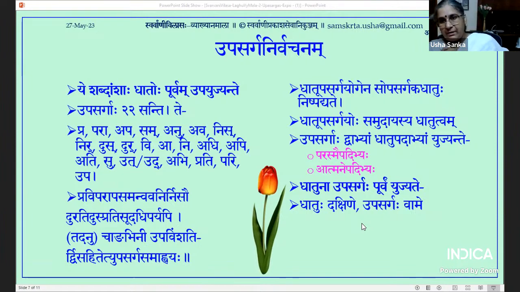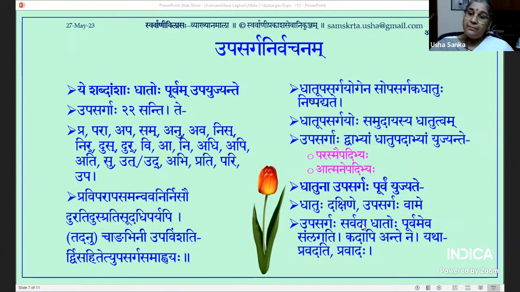Whatever the upasarga is, like upagachati, where we said there are two upasargas, both will remain on the left. They cannot jump to the right of the dhatu. If there are two upasargas, they always have to stay together on the left of the dhatu only. There is no place for them on the right. Upasarga is always left. This is a very, very important point.